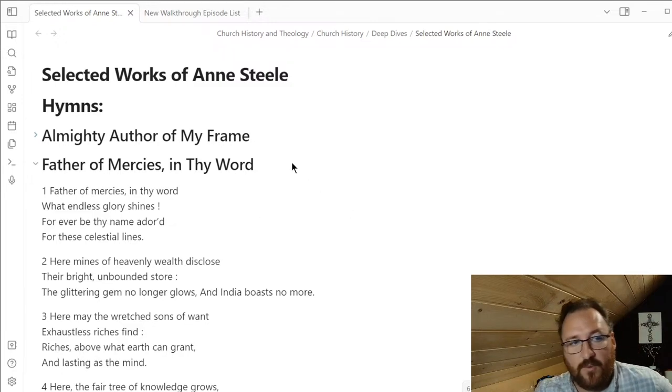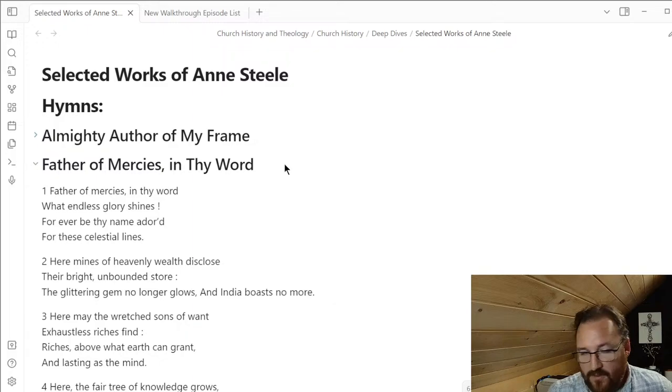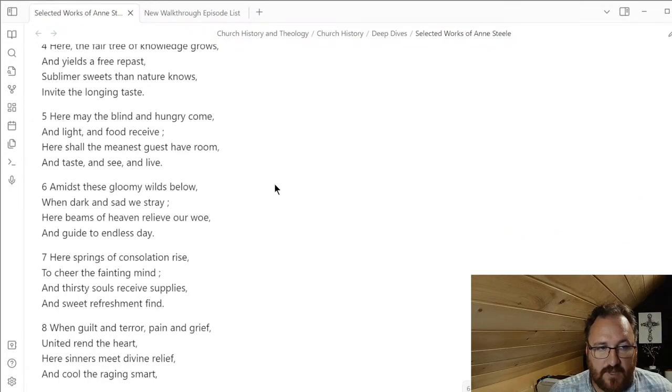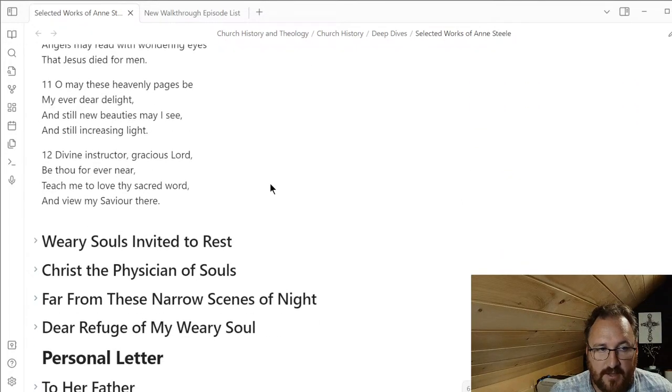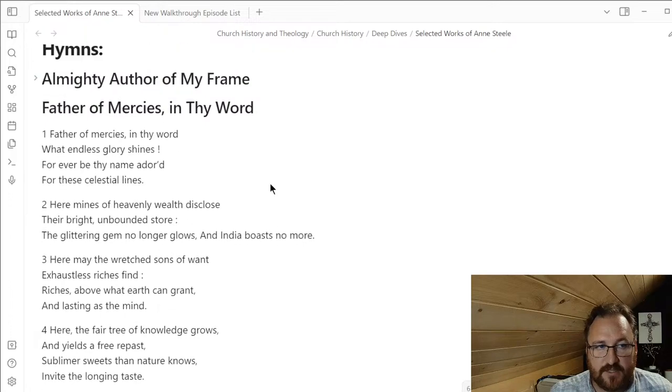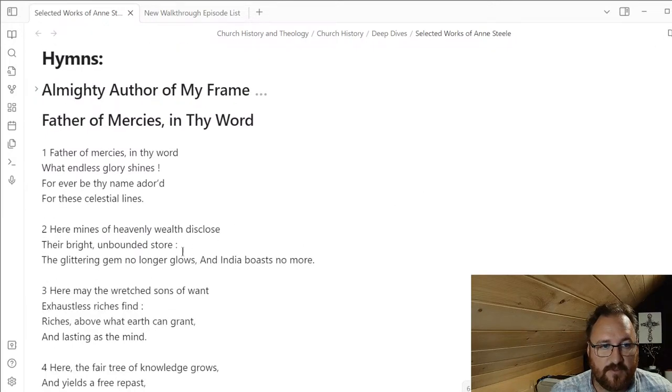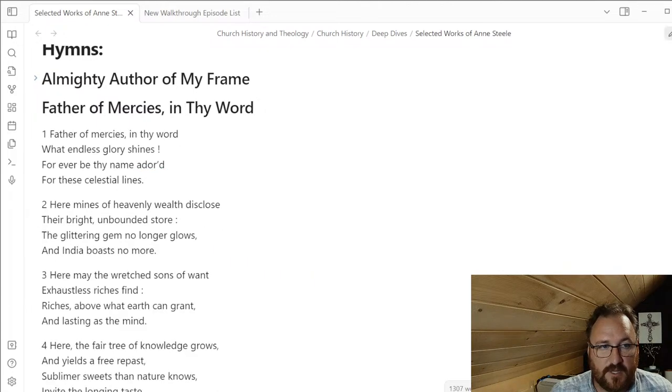The next song that I want to walk you through is Father of Mercies in Thy Word. The way that she expresses our relationship to the Word of God in these 12 stanzas, and they're usually only four lines apiece, and this one is no exception to that. Father of Mercies in Thy Word.